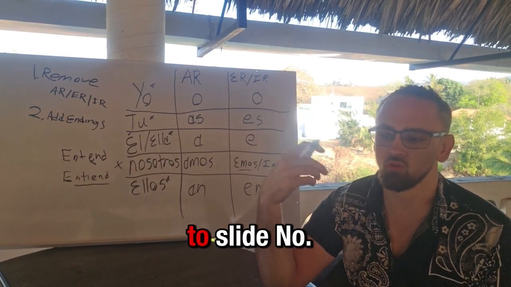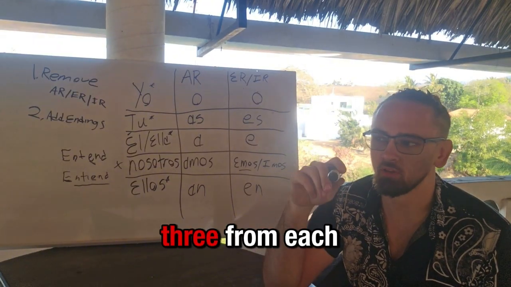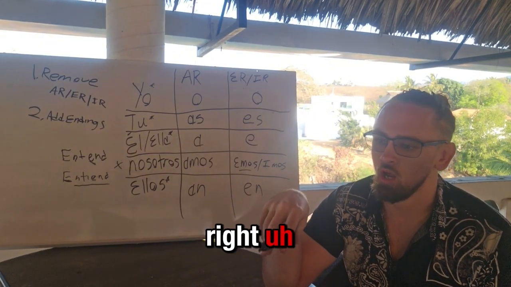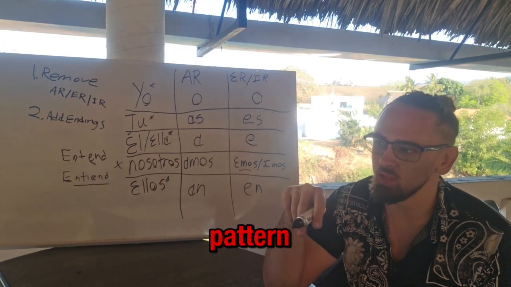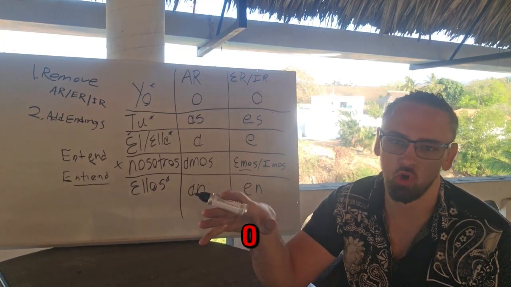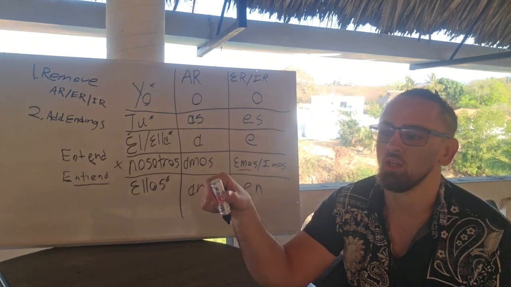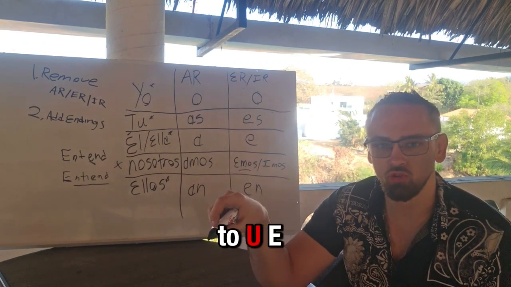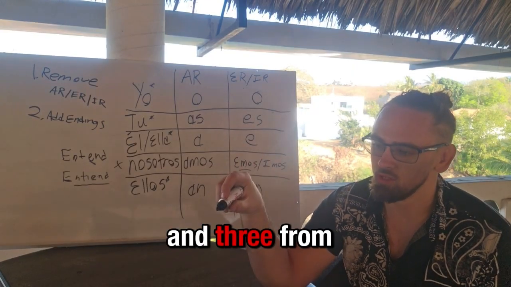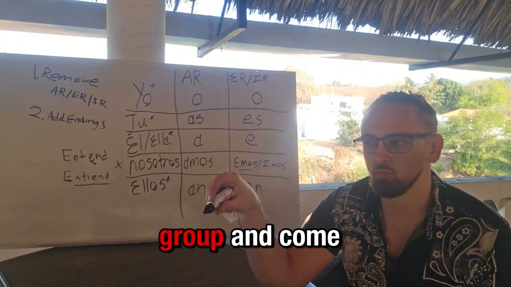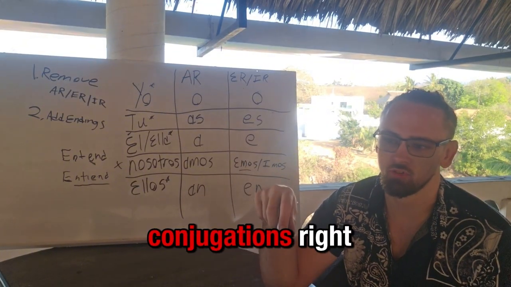So moving on to slide number 8, I want you to pick 3 from each group, right? Within this O to UE group, I also include jugar, which follows the same pattern. It's just coming from a U instead of an O, but it follows the same pattern. So pick 3 from the O to UE group, 3 from the E to IE group, and 3 from the E to I group, and come up with those conjugations, right?